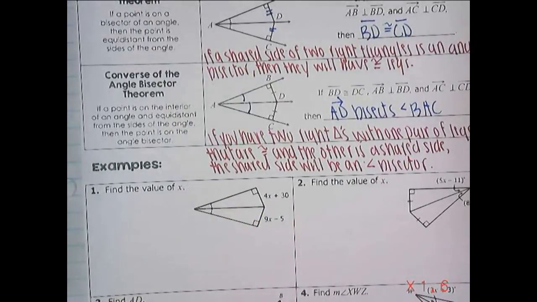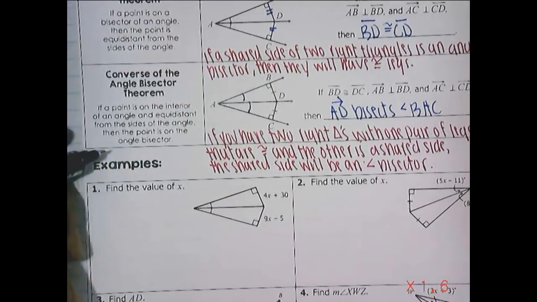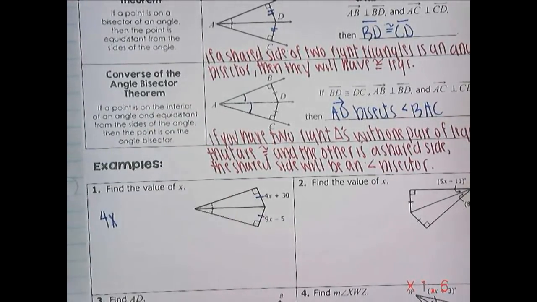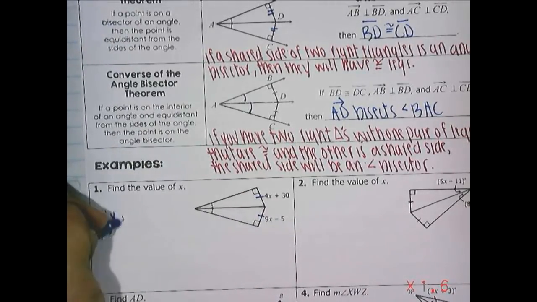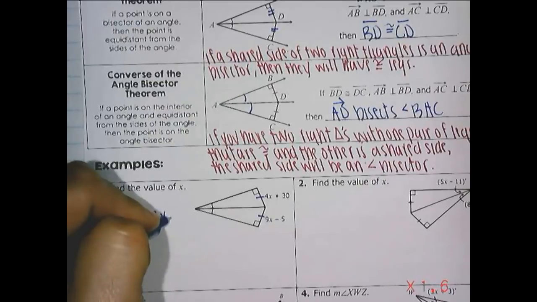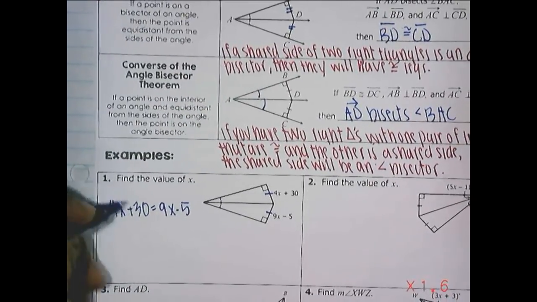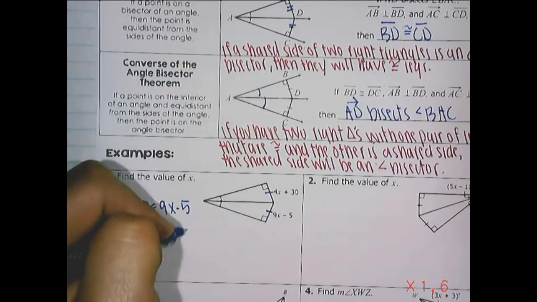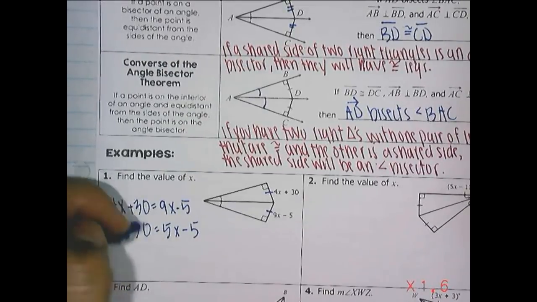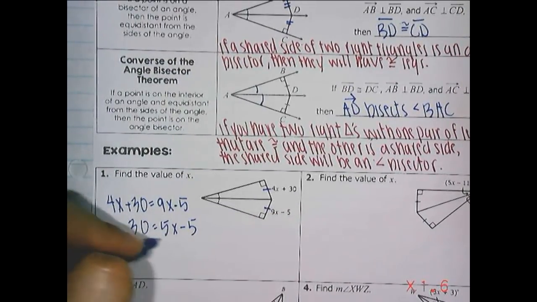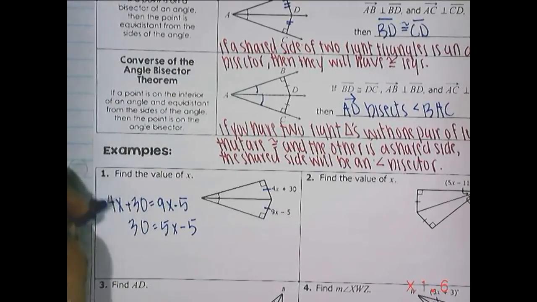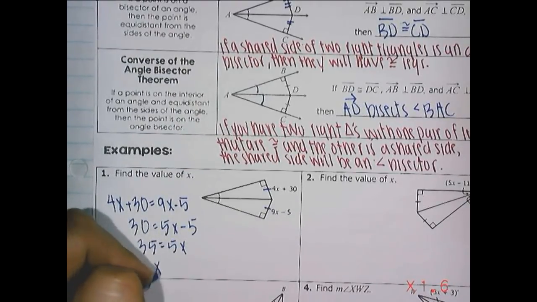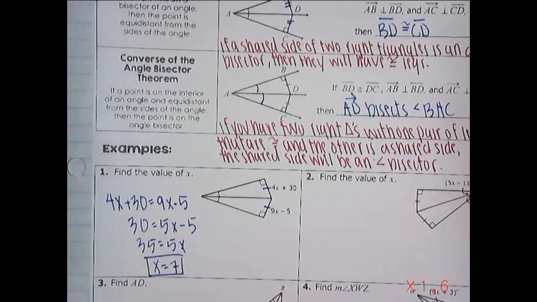So in order to find x, I'm going to go ahead and set them equal because I know based on the information they gave me that these pieces are congruent. So 4x plus 30 equals 9x minus 5. All right, I'm going to move things around and I'm going to end up with 30 equals 5x minus 5. And then I'm going to subtract 5, or add 5, sorry, and get 35 equals 5x. I will divide and get x equals 7.